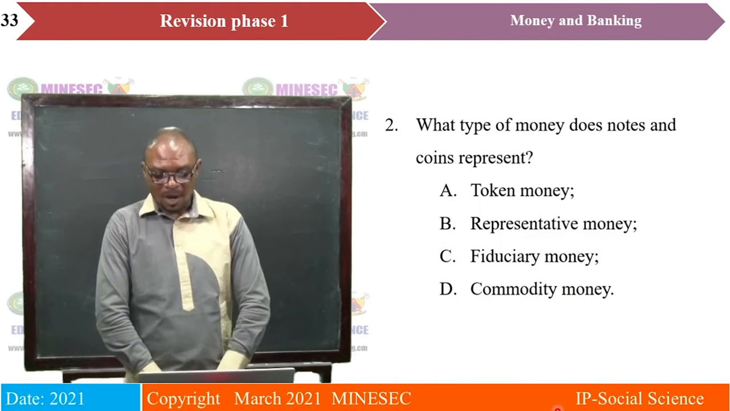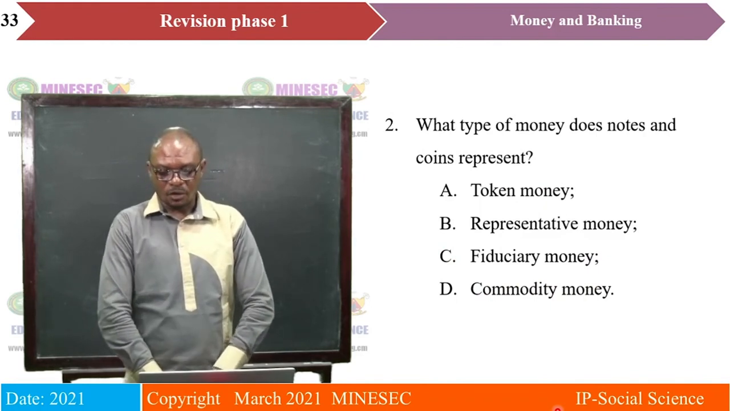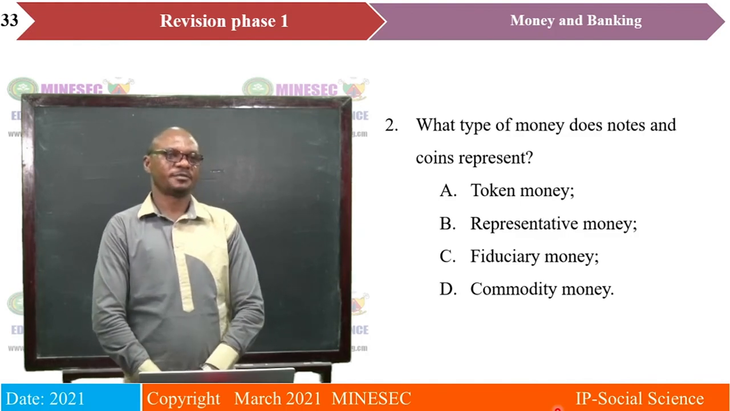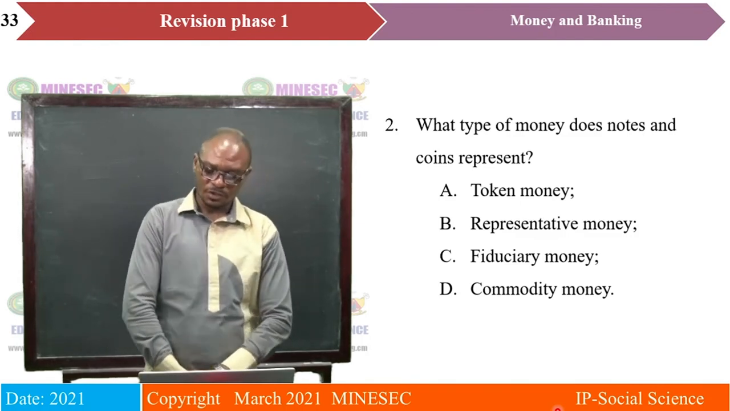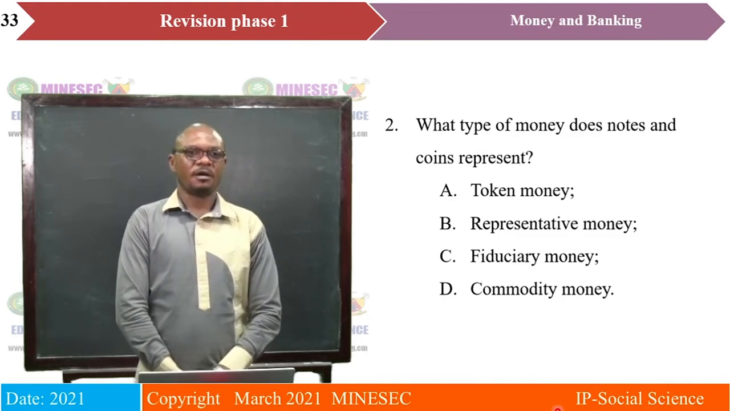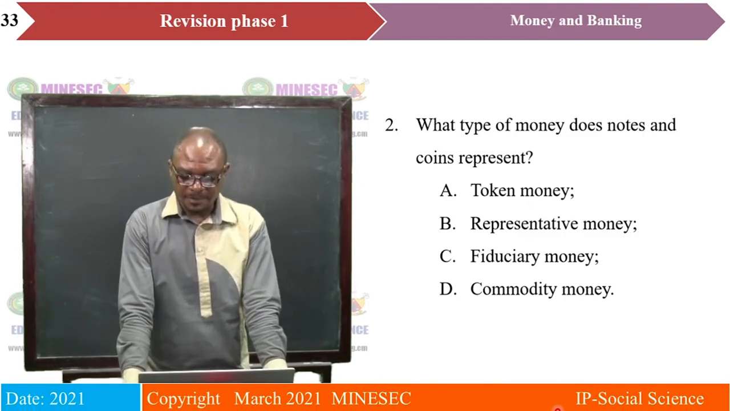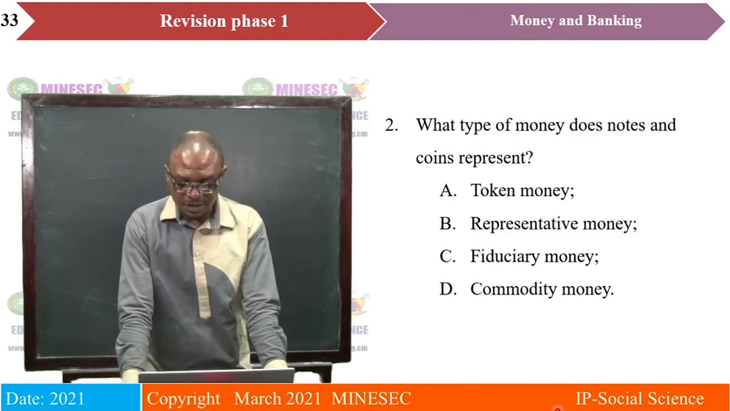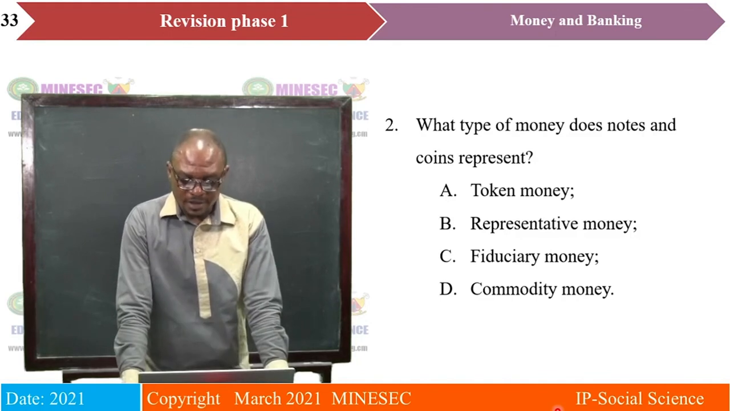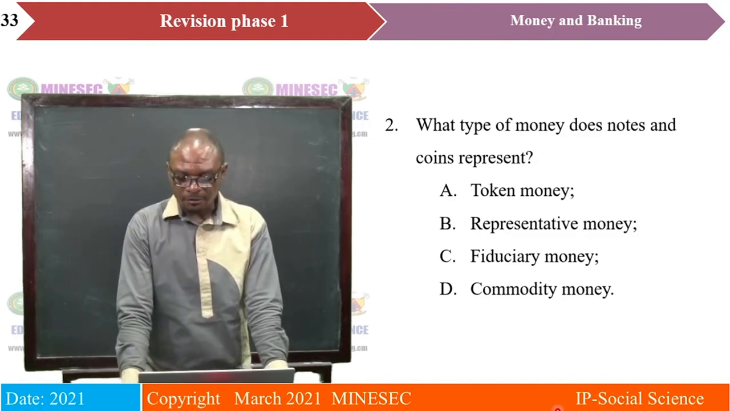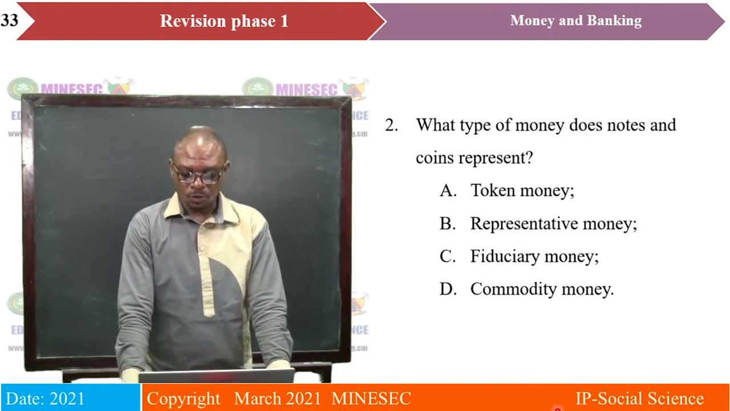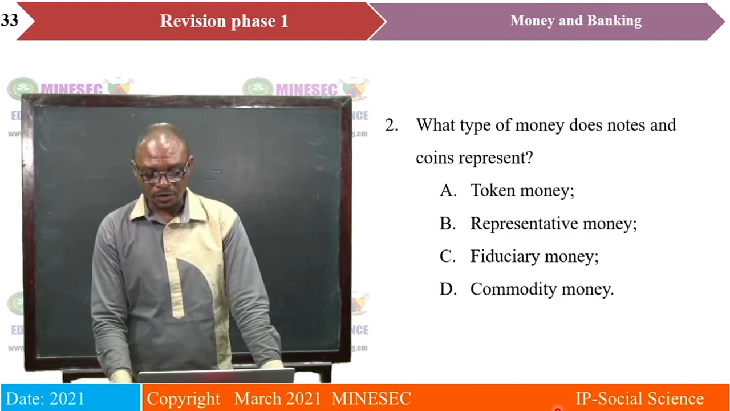Next question. What type of money does notes and coins represent? A, token money. B, representative money. C, fiduciary issue. And D, commodity money. So these options, they kind of show the stages in the development of money. You know, money developed from commodity money to representative money, also known as commodity-backed money, and then to token money. So what type of money does notes and coins represent?